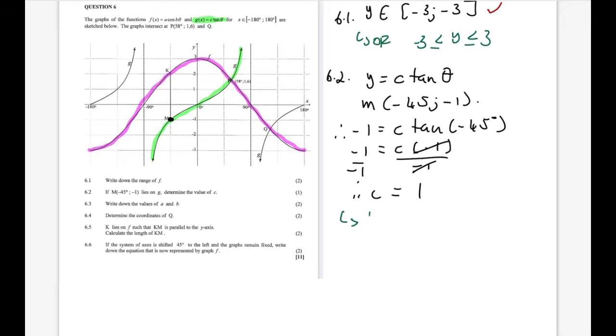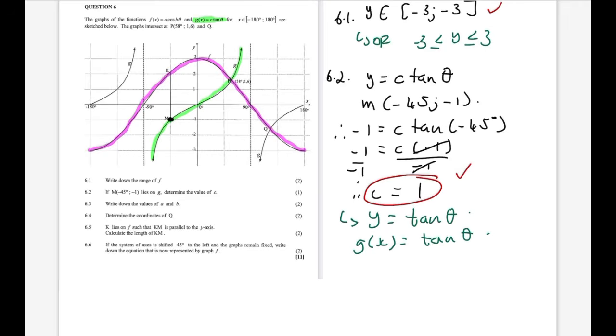And another thing you should know is that therefore now y is equal to 1 tan theta. So this is the actual equation for g of x. g of x is equal to tan theta. It's the original tan graph. You don't have to write that out. The question is only asking you for the value of c, so that's where that stops.